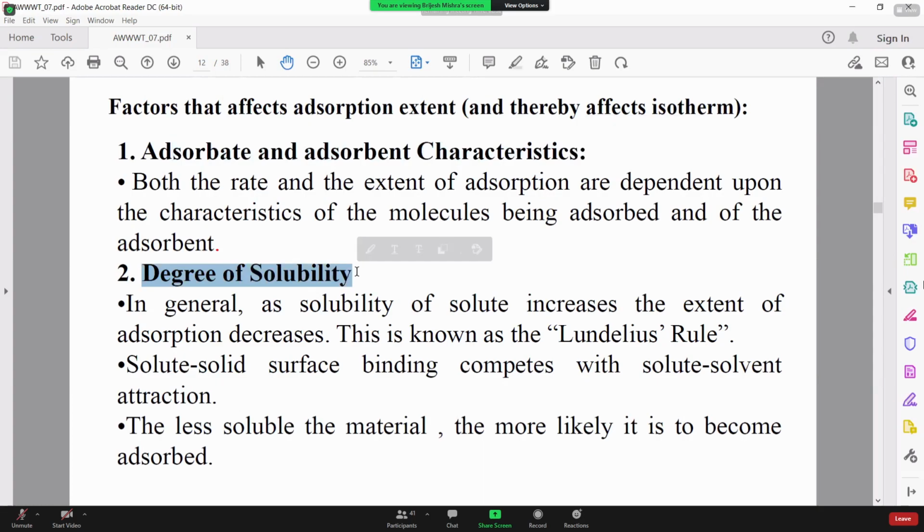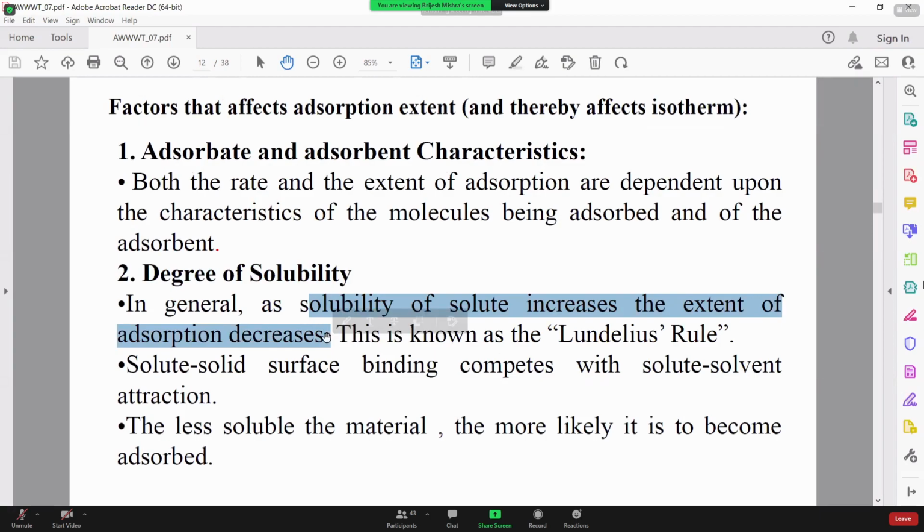In general, as the solubility of solute increases, the extent of adsorption decreases. Why? Solubility of solute increases, the extent of adsorption decreases. Tell me.